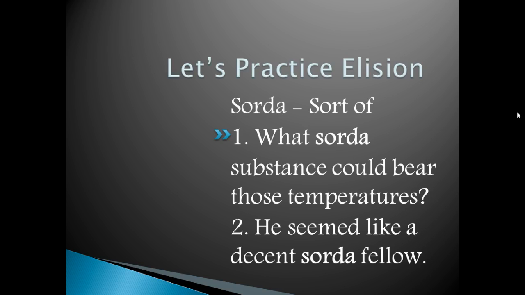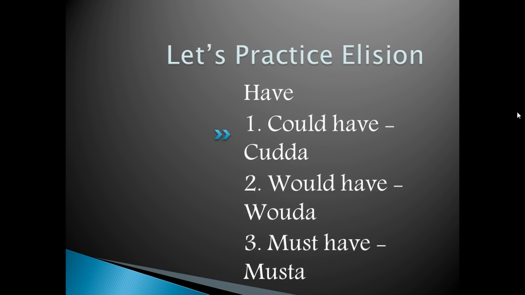So if you haven't practiced elision, you couldn't even imagine that he used 'sort of' in the sentence, because he didn't put any emphasis on it at all. He went so quickly that before you realize they are using this 'sort of', it's gone. He seemed like a decent sort of fellow. You could just hear sorta, not sort of. So what sort of substance could bear those temperatures? He seemed like a decent sort of fellow. So these are the things which we need to understand.